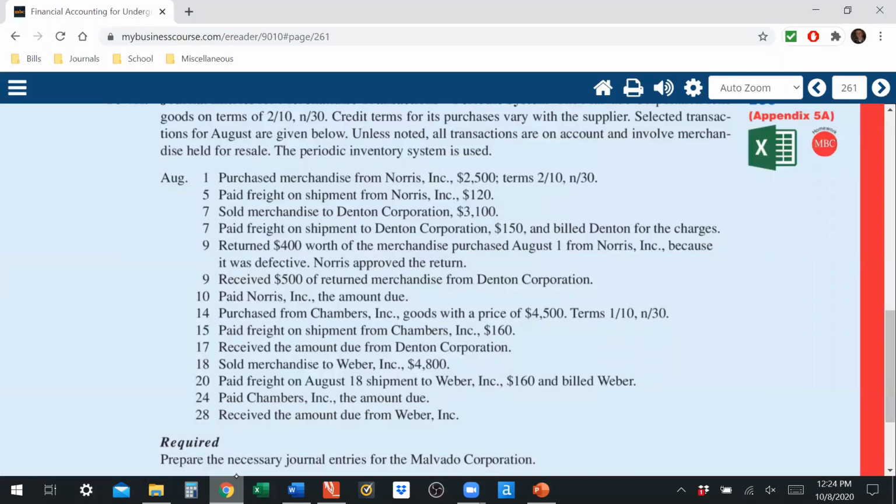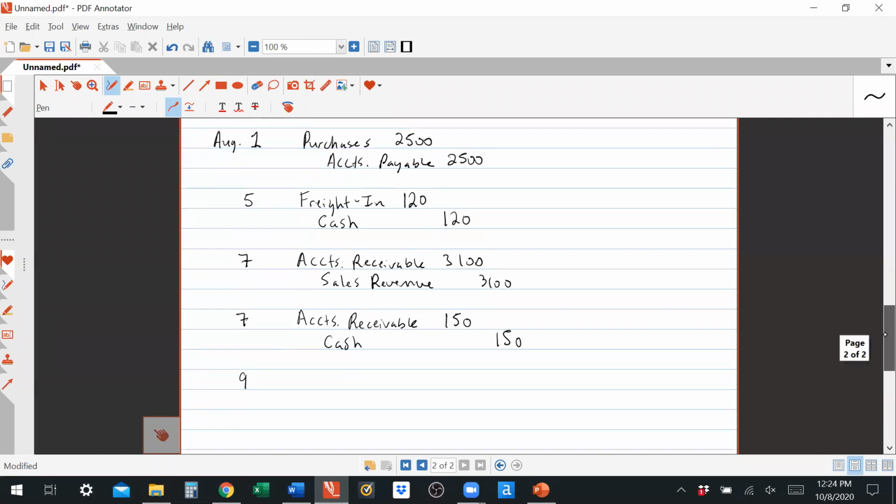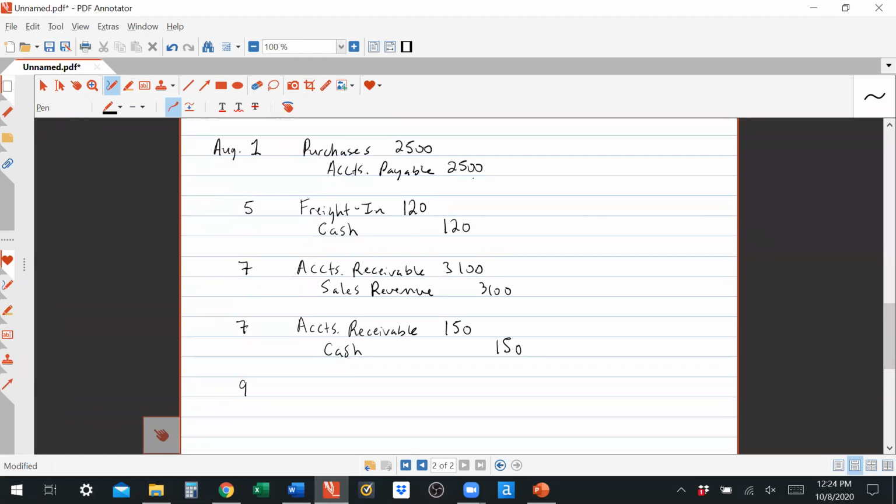All right, so that. August 9th, we're Malvado. We returned $400 worth of the merchandise that we purchased August 1st from Norris because it was defective. Norris approved the return. So $400 of our original $2,500 account payable we no longer have with Norris because we just returned the stuff. So we're going to debit accounts payable for 400.